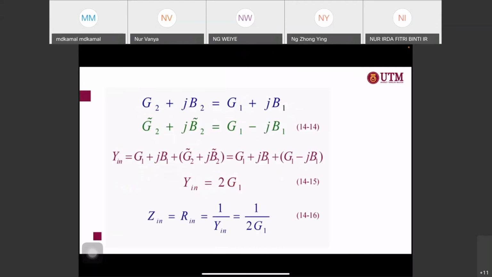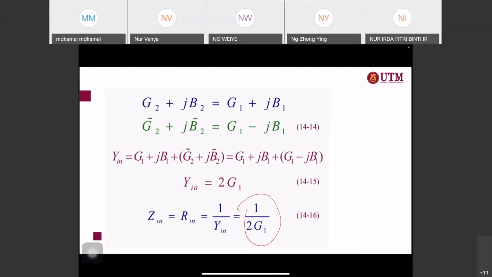So slot 1 has G1 plus JB1, and slot 2 has G1 minus JB1. As you can see, your Z in here is equal to 1 over 2 G1. G1 is the conductance of the antenna itself. So this is the simplest equation that we use.